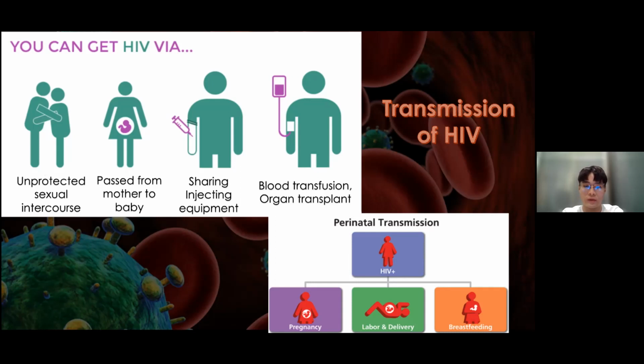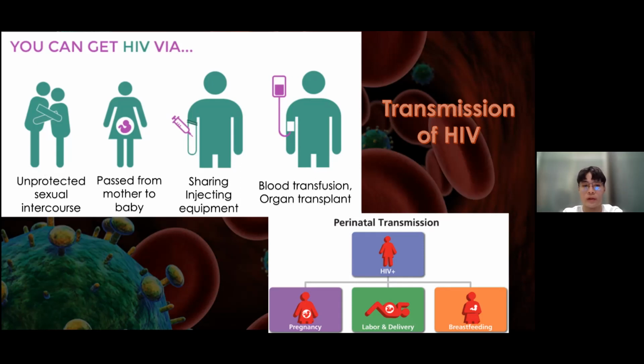And the third way is through breastfeeding. As I mentioned earlier, breast milk contains the virus. Thus, when the infant is consuming the breast milk from the mother, there's a chance that it will be infected with the virus. And the third way of transmission of HIV is through sharing injecting equipment.